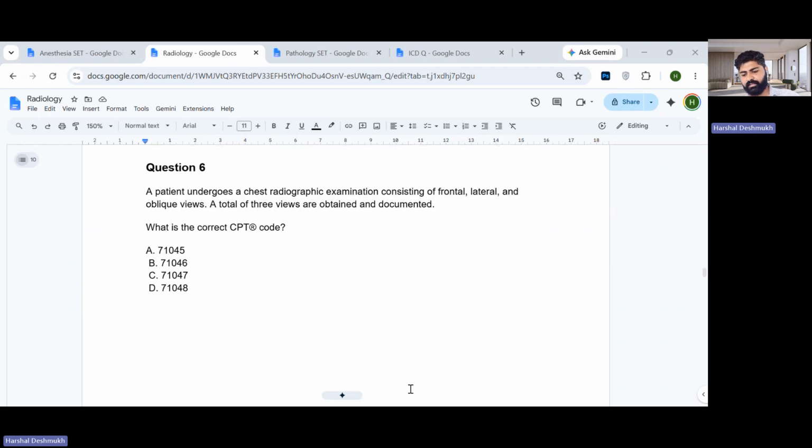Moving on to question 6. A patient undergoes a chest radiographic examination consisting of frontal, lateral, and oblique views. A total of 3 views are obtained and documented. Get the right CPT among these 4.